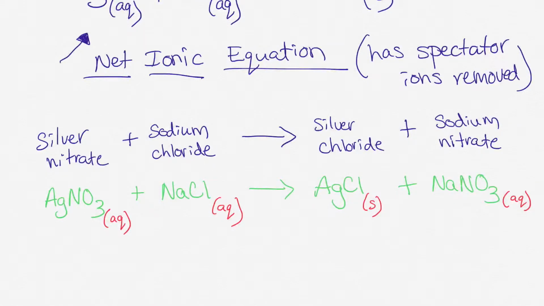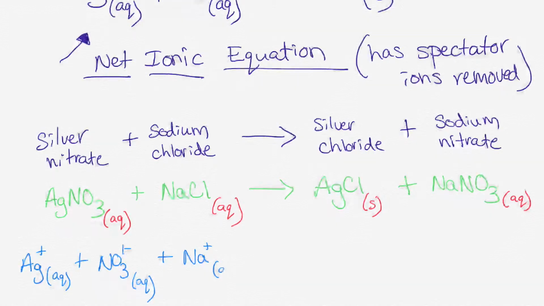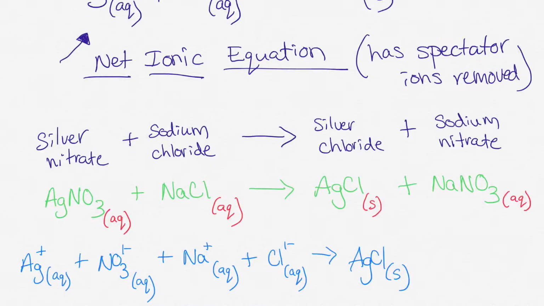So when we're taking apart our ions, we're going to form silver with a 1+ charge, that's aqueous, and then a nitrate with a 1- charge, that's also aqueous. From the sodium chloride, we're making an Na with a + charge, that's aqueous, and a Cl with a 1- charge, that's also aqueous. The silver chloride is going to stay together. It's not going to form ions because it's not going to be dissolved in water. It won't dissolve in the water, it's going to stay as a solid.